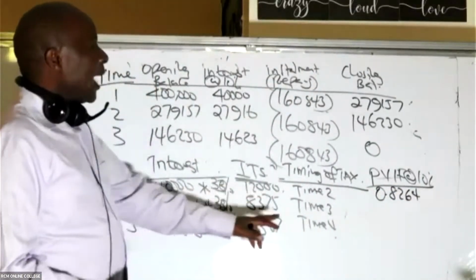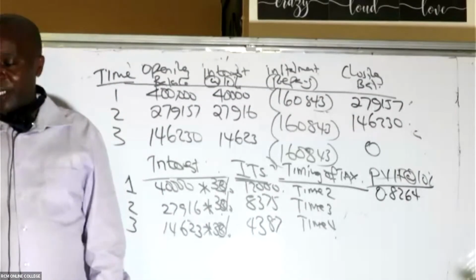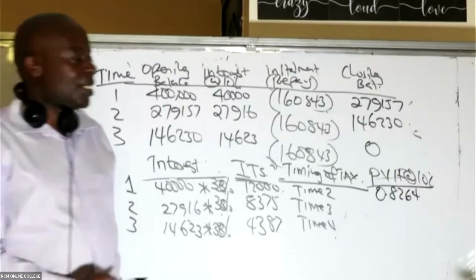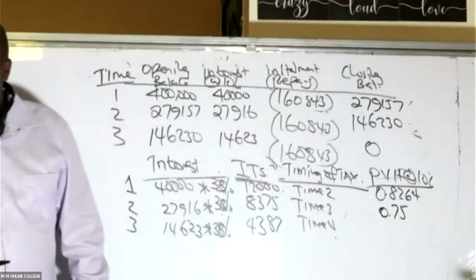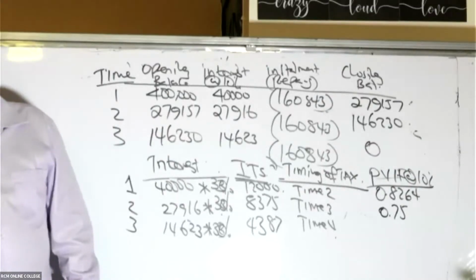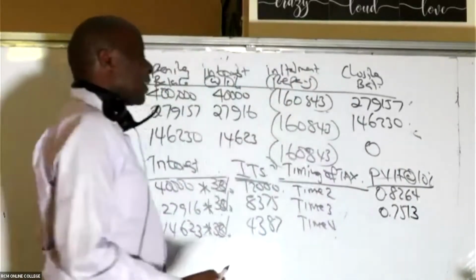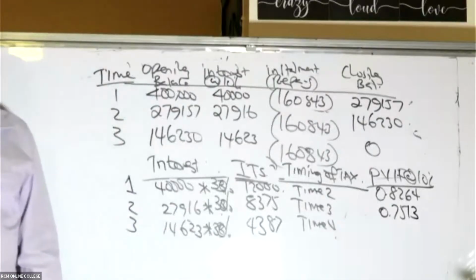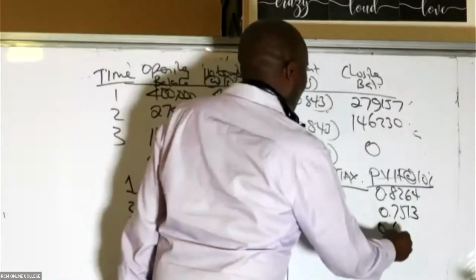How about 10% times 3? 0.7513. Yes, 0.7513. And then lastly, ladies and gentlemen, what do we have here? Lastly, we have 0.6830.